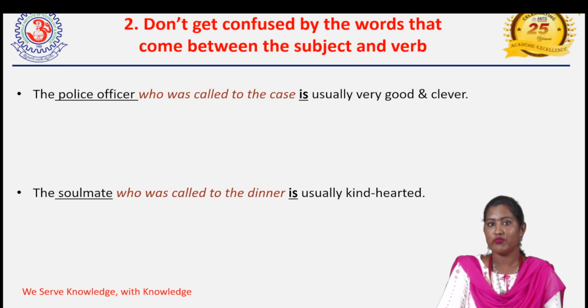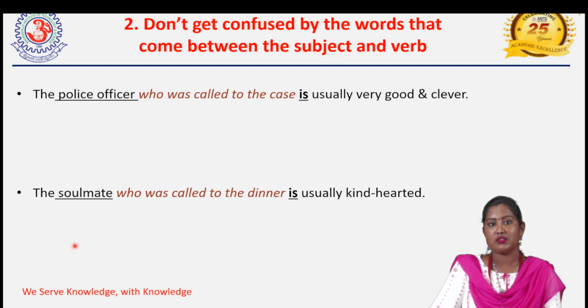The police officer who was called to the case is usually a very good and clever person. So look at it. The police officer is singular. In the middle of the sentence, we are using is. So the phrases in between do not affect the subject and the verb. That statement we have to make clear with an example.